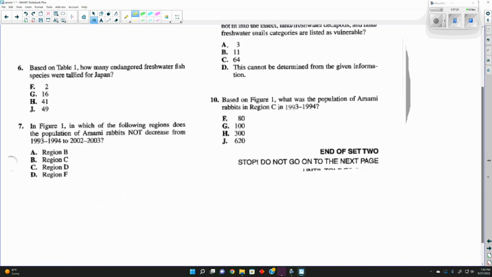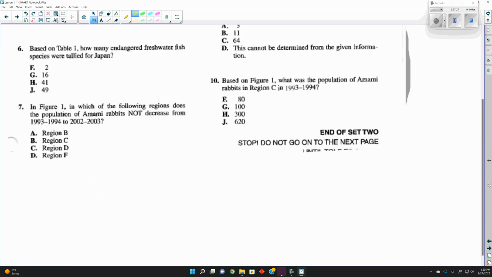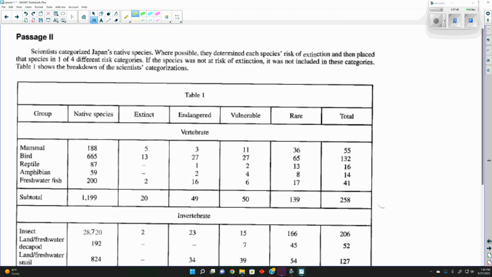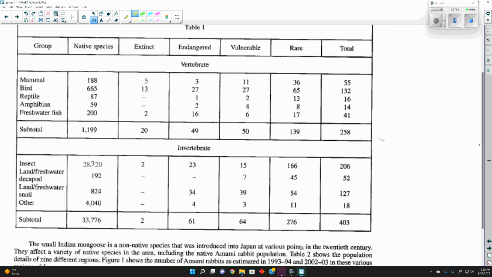So if we look at question number 6, based on table 1, how many endangered freshwater fish species were tallied for Japan? Well, endangered freshwater fish, Japan, table 1. So those are our 3 pieces of information. So we're going to look back at table 1. So endangered.